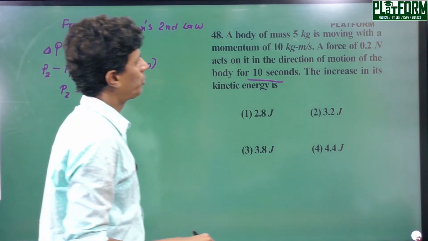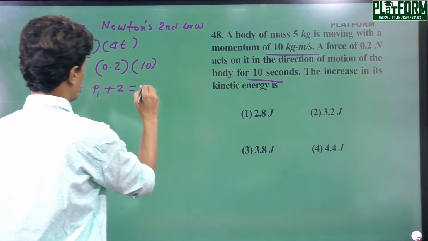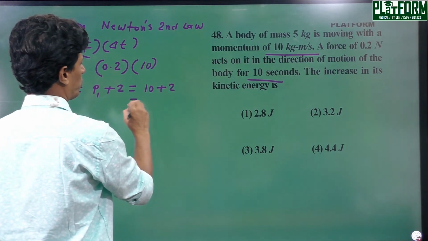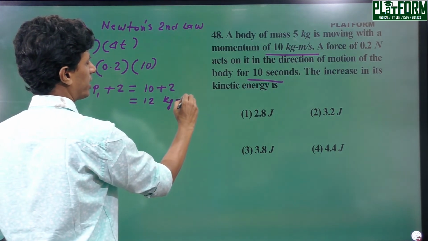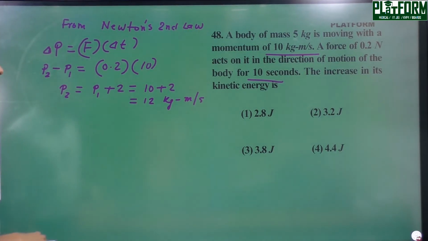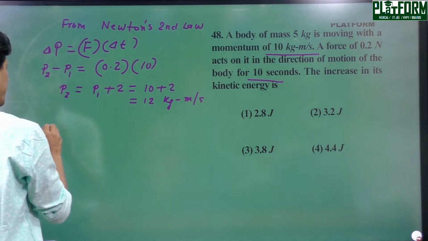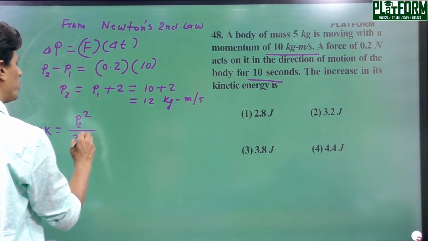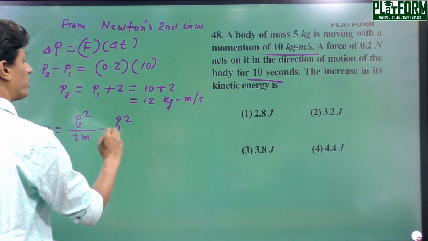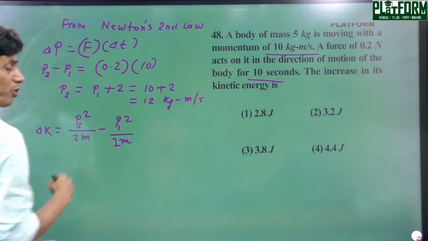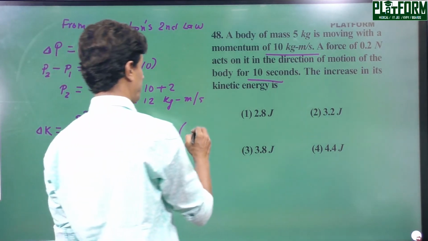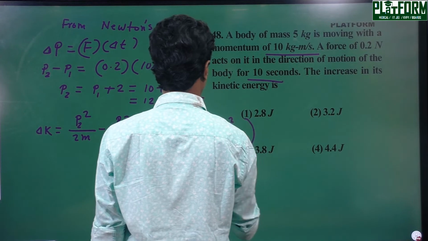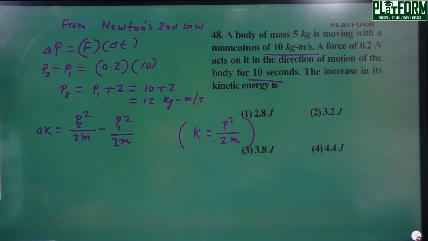P1 is given as 10 kg meter per second, so P2 is 10 plus 2, I mean 12 kg meter per second. This is the final momentum of the body, and the change in kinetic energy we can write as P2 square by 2m minus P1 square by 2m. We have the relation K is equal to P square by 2m, where P is the momentum. This is the relation between kinetic energy and momentum.